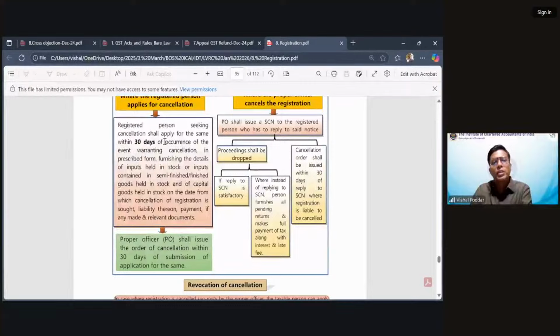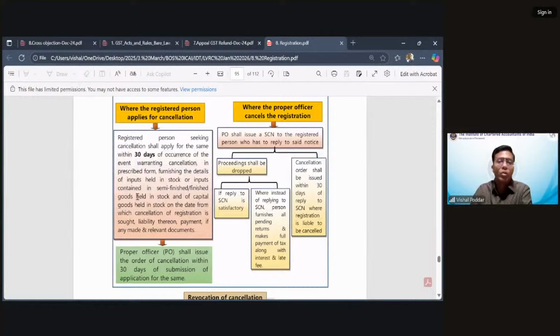Now, when you are making the application for cancellation, in that particular case, you have to also furnish the details of whatever stocks you are holding. Now, why this is to be done? Because whatever stocks you are holding, and if you have taken GST credit on that, now you need to reverse or pay off. So in order that that is calculated, you have to give the details of your stock also.